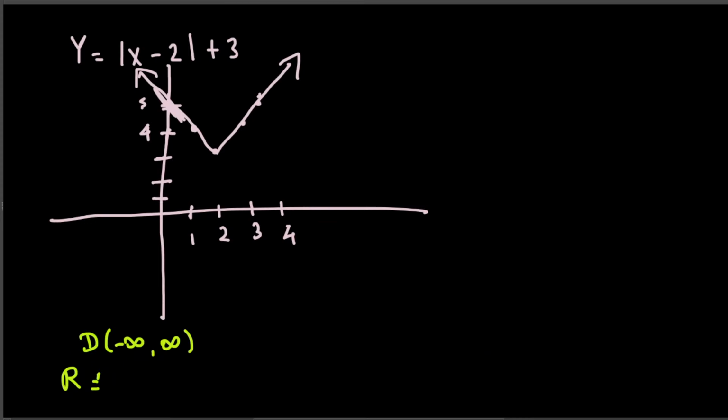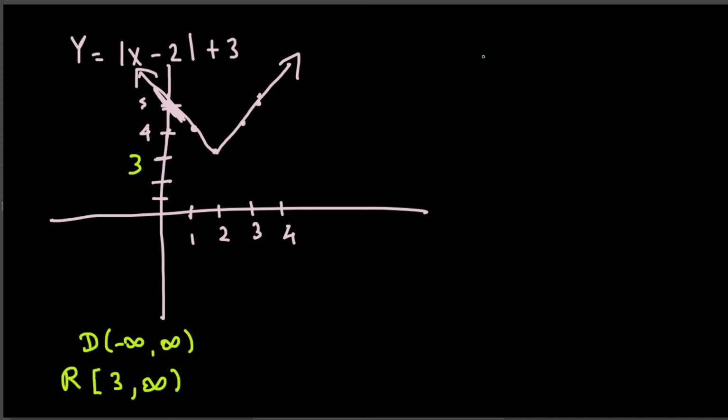And the range, it is starting from positive 3 right here. So positive 3, and it's included, so we put a square bracket for that, and we never include the infinity, so we put this circle bracket for it.